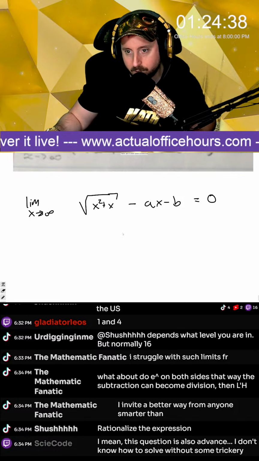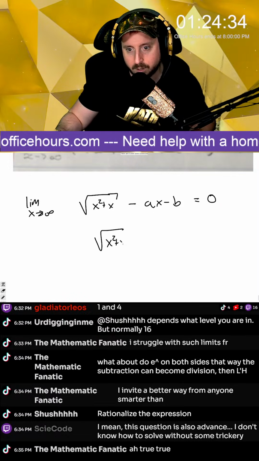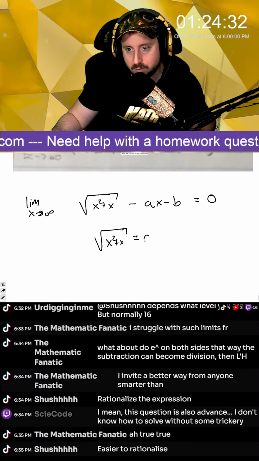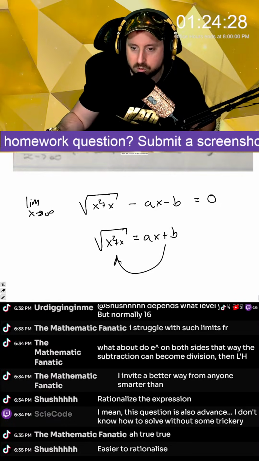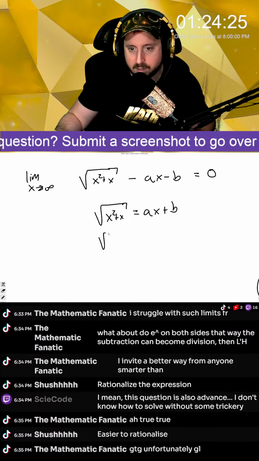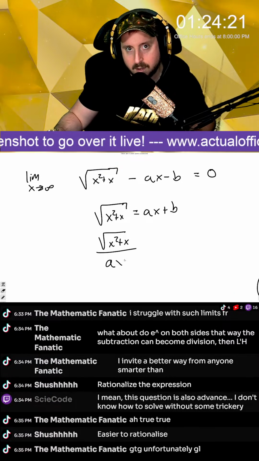Let's say we just move that over, because I think this might be a little bit more appropriate for high school level. This is equal to ax plus b, and then what we're gonna do is just move this over. So I'm going to get the square root of x squared plus x over ax plus b.